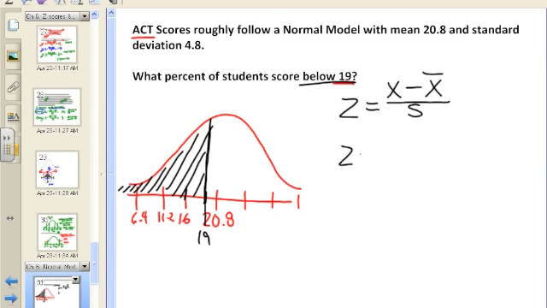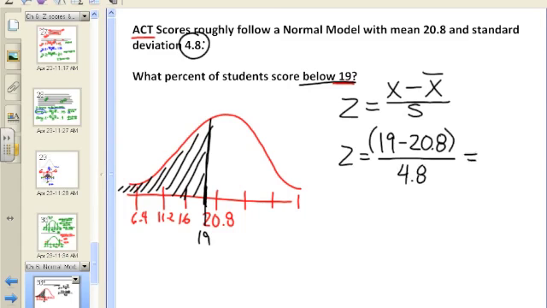So I'm going to do that here. I'm going to calculate my z-score by taking 19. That's the data point I'm interested in. I'm going to subtract the mean of 20.8. And I'm going to divide by the standard deviation that was given to us in the story problem, 4.8. Please be very careful with your calculator. Remember your order of operations. It might be helpful to even use parentheses. So if I plug that in my calculator, I get negative 0.375.